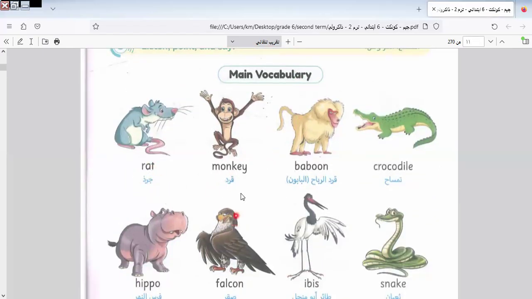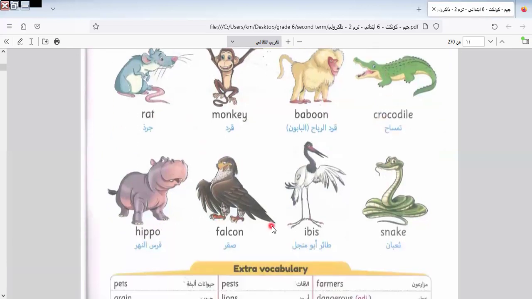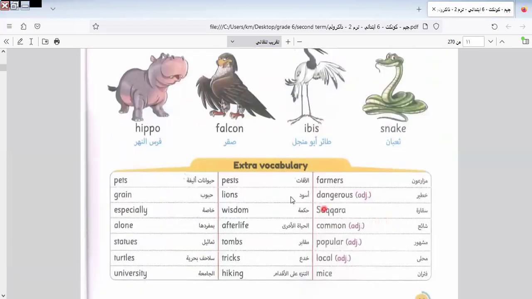Here we have rat, monkey, pigeon, crocodile, hippo, falcon, ibis, snake. Here is some extra vocab. Let's read it together. Beasts, farmers, grain, lions, dangerous. Dangerous is an adjective. As we told you before, adjectives describe nouns, and adverbs describe verbs. We must know this rule.